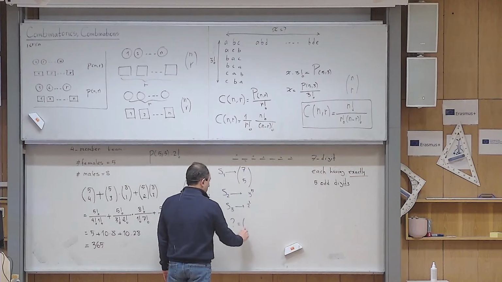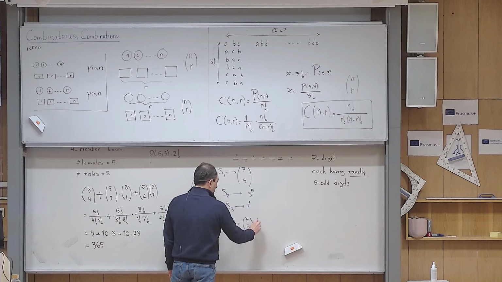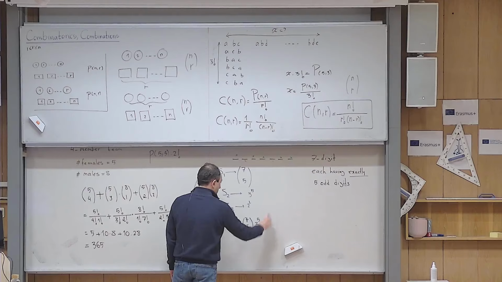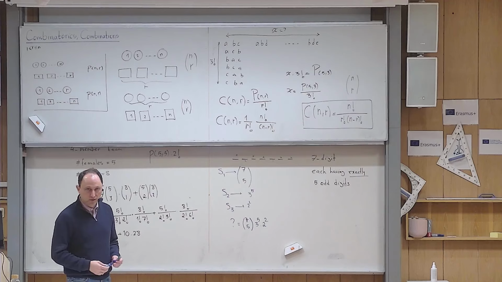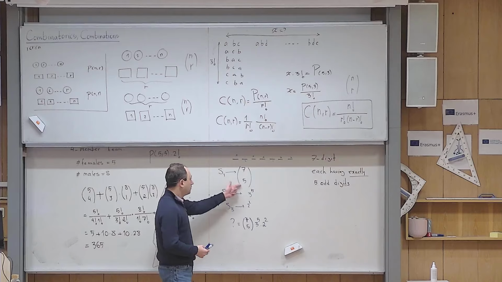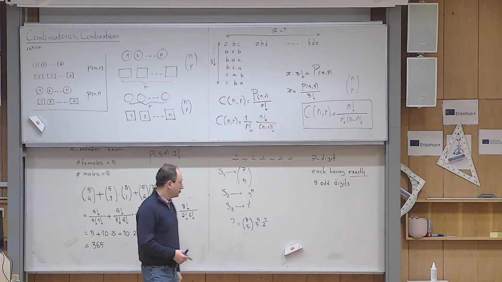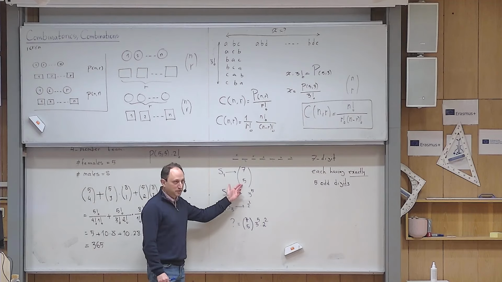7 choose 5, multiplied by 3 to the power 5, multiplied by 2 to the power 2. So I would say that this is a good problem. First of all, it's not that hard, but hopefully it will tell you why we should use this model. And as you see, this is probably a real combination problem.